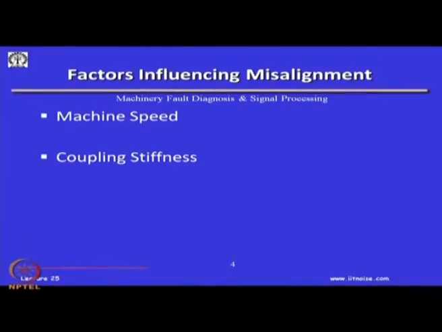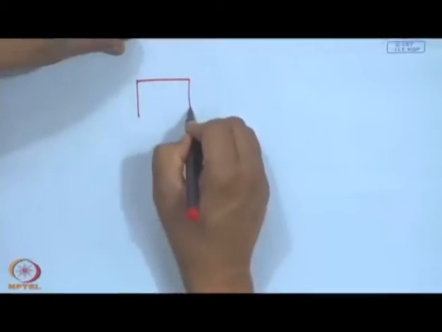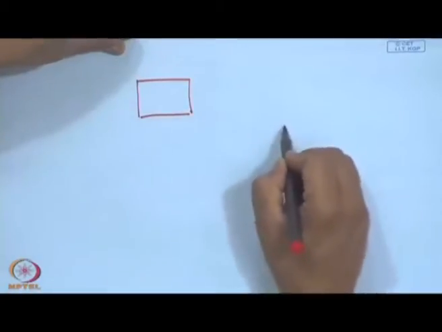So, what are the factors which affect the misalignment? Of course, one is the machine speed, because if the machine speed is high, the forces will be high and the misalignment could be there. Coupling stiffness plays a very important role in the misalignment. Okay. As you have seen, we allow a flexible coupling or a Hooke's coupling to accommodate certain misalignments which is required by our functionality.